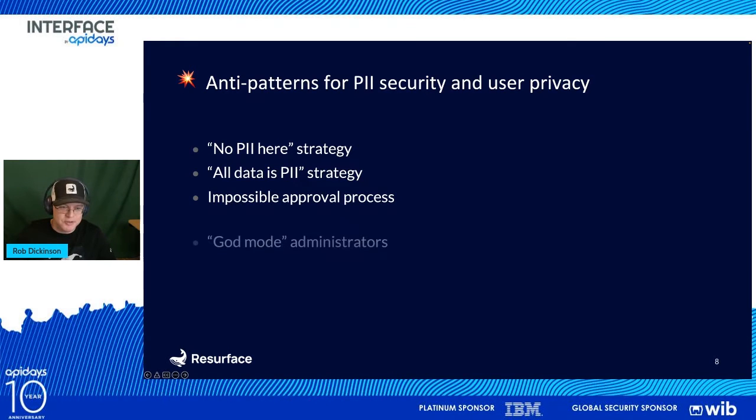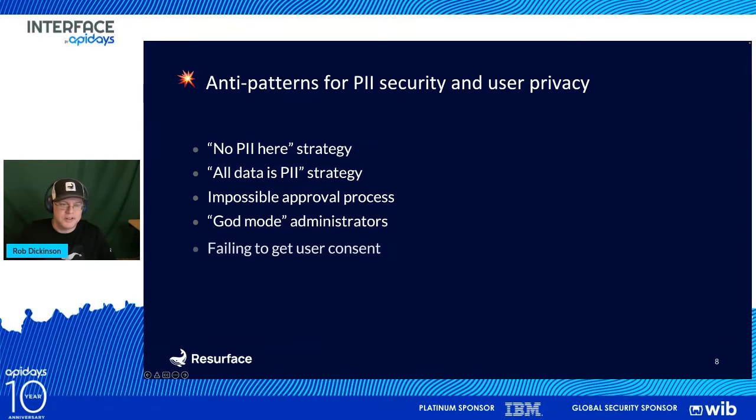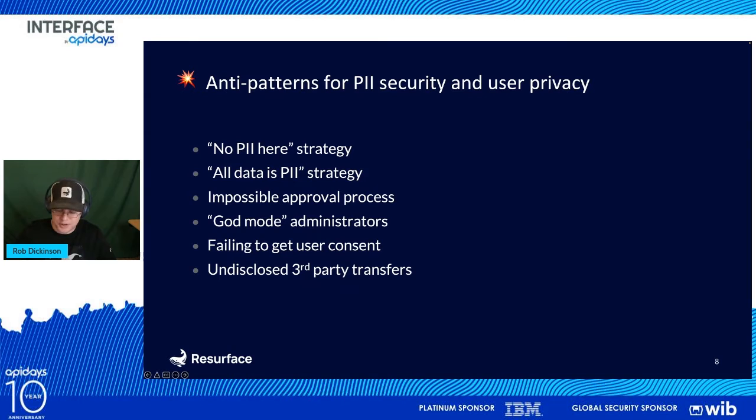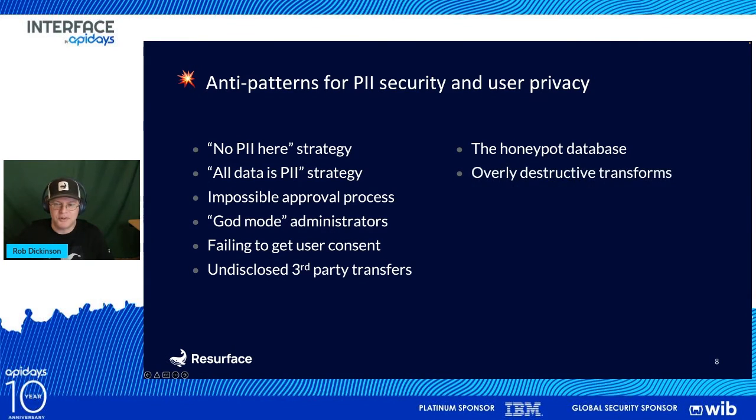There can be really tough legal approval processes to get through. That can be tough. God mode administrators that can do everything, that's a total anti-pattern. Not getting user consent is increasingly important. Having undisclosed third-party data transfers. Having databases where you collect all that data in one place, where that data can be easily hacked and searched. Doing overly destructive transforms: you strip out all the PII, so you never even know what customer was impacted by a particular problem or what data went with what customer. That's a very dangerous pattern.